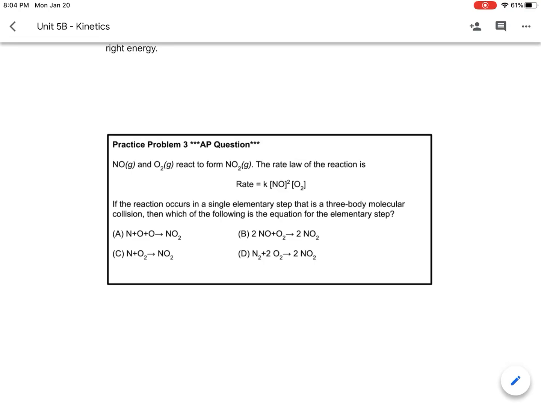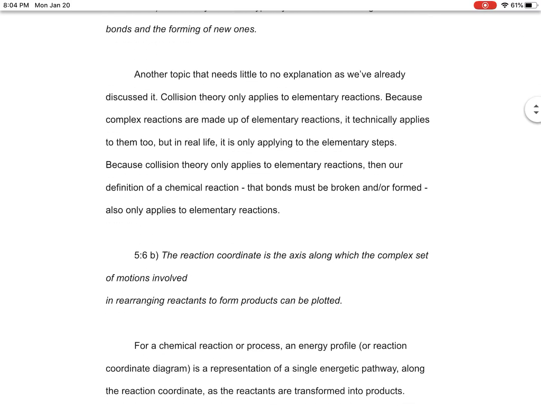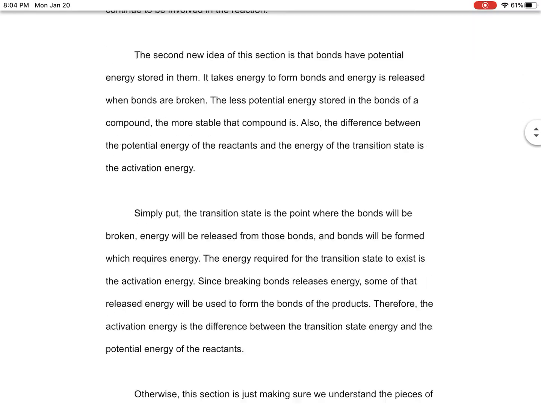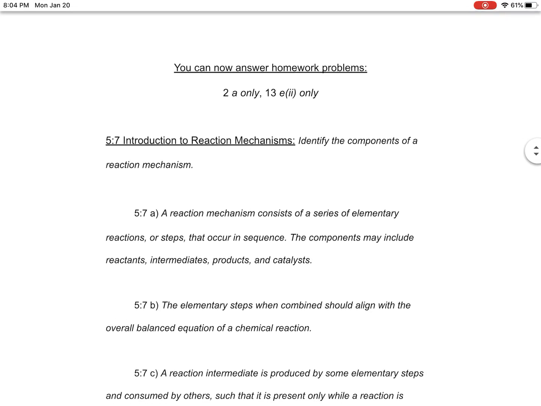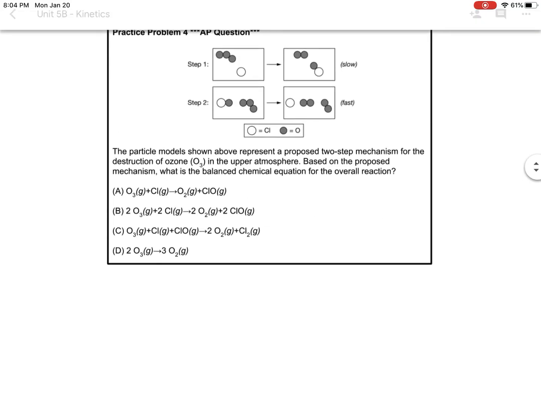Pay close attention to the fact that it is an elementary reaction, meaning that the coefficients are the orders of each reactant. All right, now let's move on to see if we can start talking about practice problem 4. Takes a minute to get there.